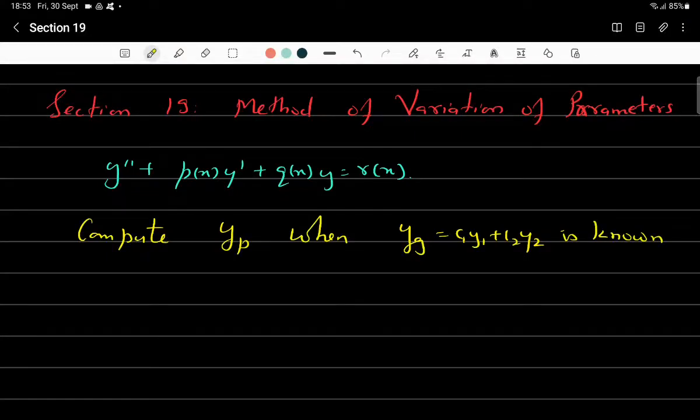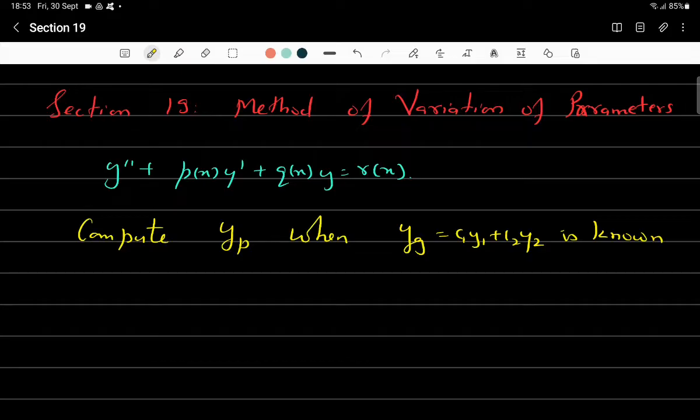Good evening, everyone. So today we are going to start a new section, method of variation of parameters. Recall that till now we have seen only one technique, the method of undetermined coefficients, to compute yp, the particular solution of a non-homogeneous differential equation, where there is a restriction on r of x, which must be sine, cosine, polynomial or exponential function, and there is also a restriction on the homogeneous part, where p and q are constant.